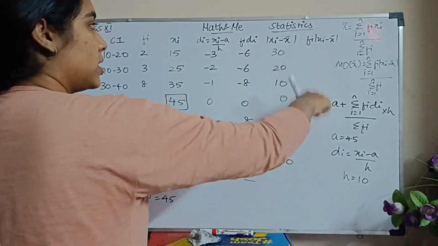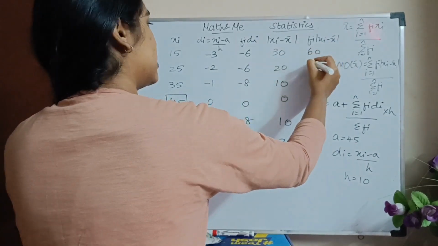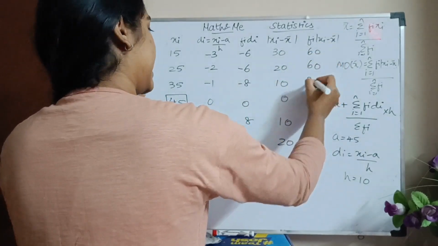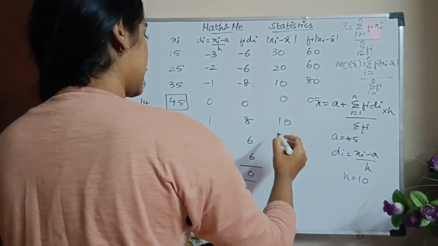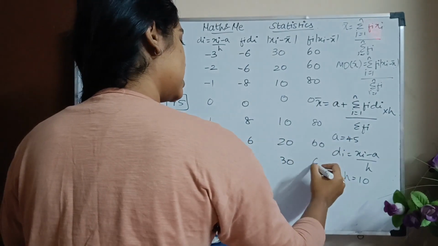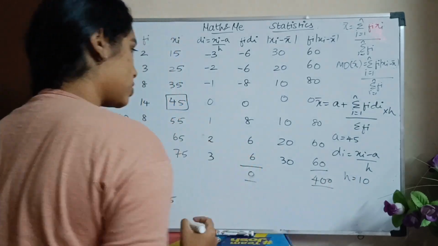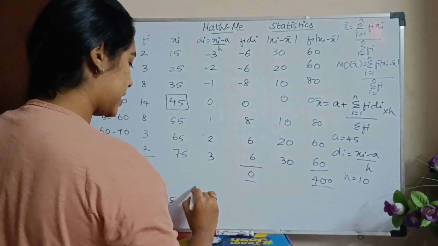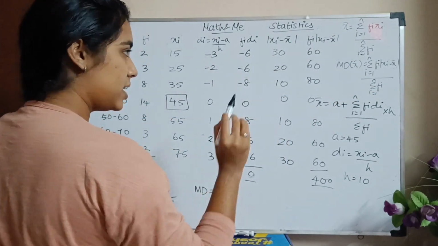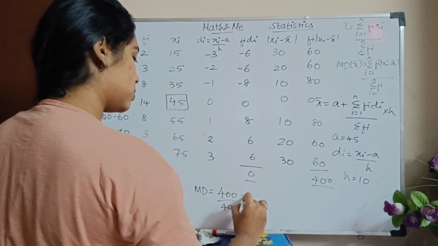Now I need to find out fi times this. So it will be 60, 60, 80, 0, 8 into 10 is 80, 60, 60. So what will be my answer? 400. So when I substitute in this formula, I'll get the mean deviation as the sum of all this, which will be 400 divided by 40, which will be 10 again.